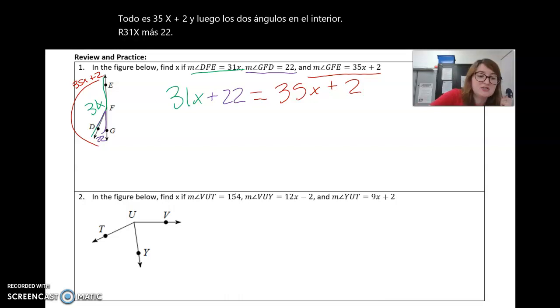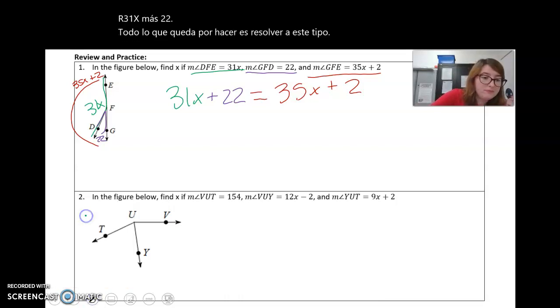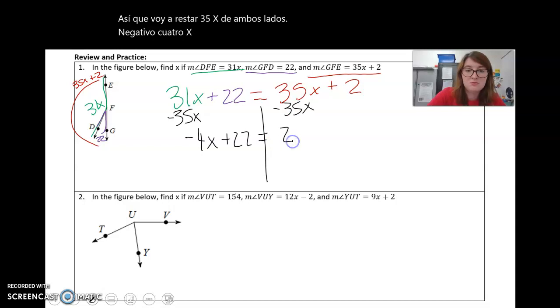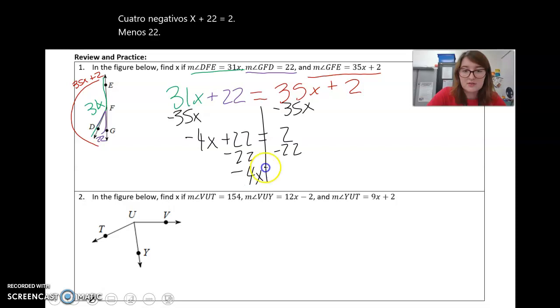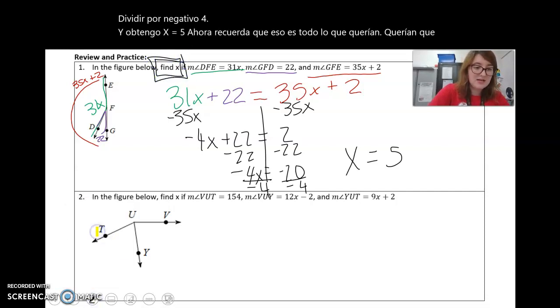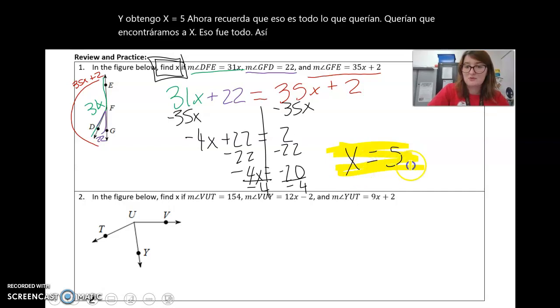All that's left to do is to solve this guy. So I'm going to subtract 35x from both sides. Negative 4x plus 22 equals 2. Minus 22. Negative 4x equals negative 20. Divide by negative 4, and I get x equals 5. Now remember, that's all they wanted. They wanted us to find x. That was it. So this is my answer.